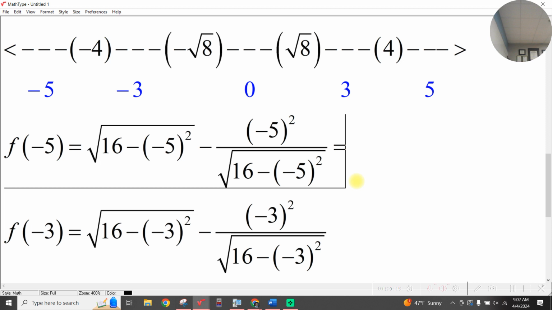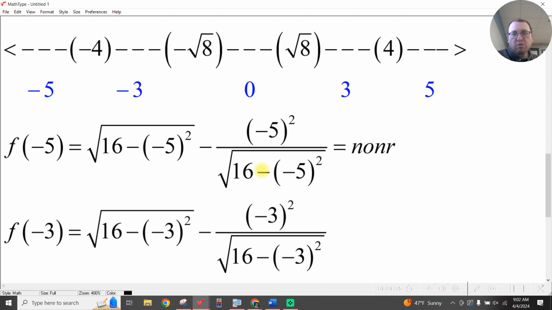Plugging in negative 5, check this out. You get 16 minus 25. That's a negative number, and the square root of a negative number is imaginary. So I'm just going to write here that we got a non-real number.